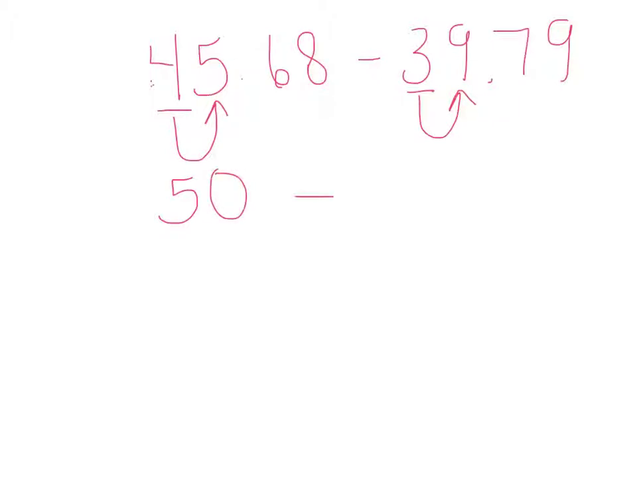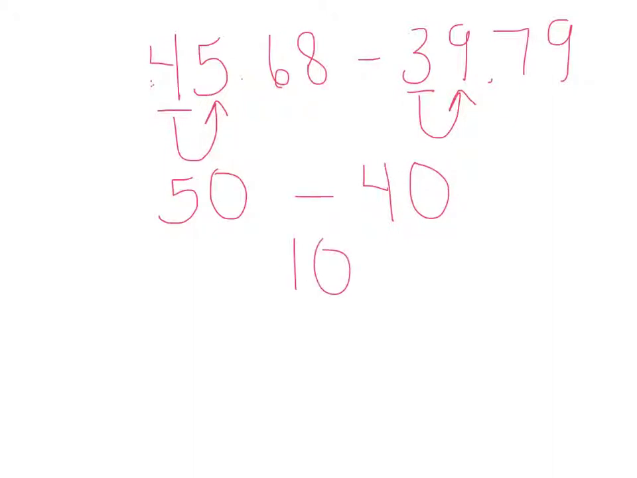And then again, the 3 here is going to bump up to 4 because of the 9. Anything 5 or above bumps up the place value we're rounding. So super easy in our head now. 5 minus 4, or 50 minus 40, is 10.